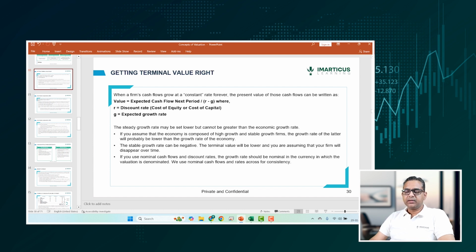And the growth rate can be negative, but this would be rare. In this case, we are assuming that the company is on a declining trend and it will cease to exist after a certain time. So not a scenario which is used often.